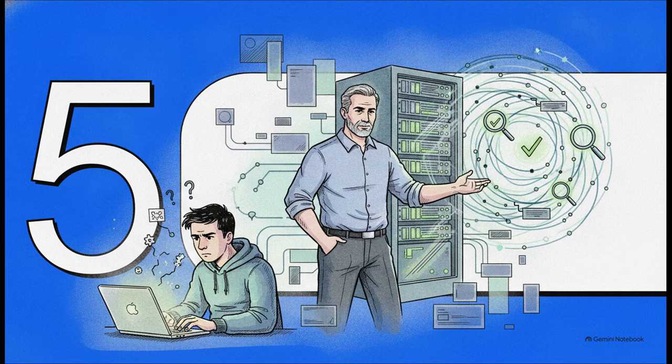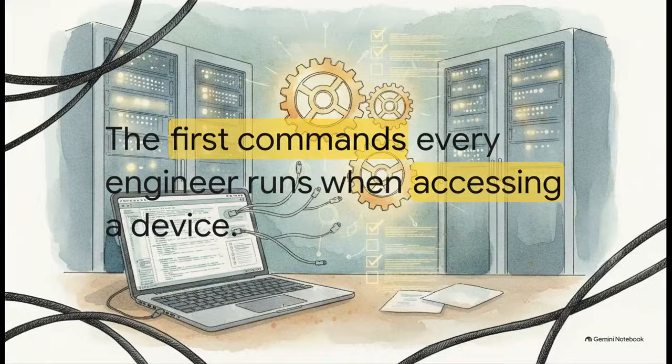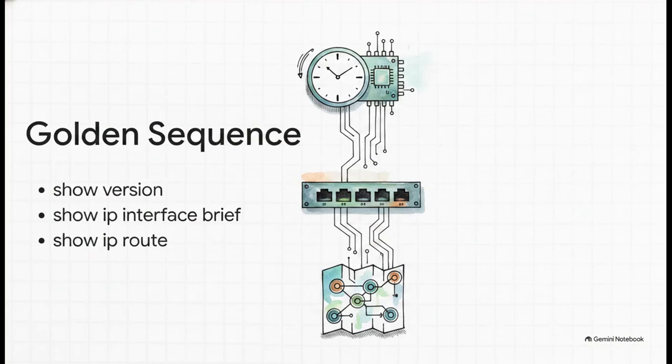That leads us to our final part, Section 5, verifying your network state. You know, a junior engineer types commands and just kind of hopes they work. But a senior engineer, they turn to the golden sequence. This isn't just for BGP guys. This is a mandatory professional checklist. These are literally the first commands every engineer runs when accessing a device to ensure total network health. And this brilliantly illustrates exactly what you need to do.